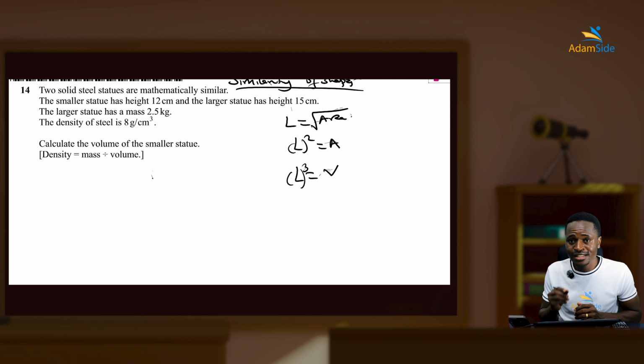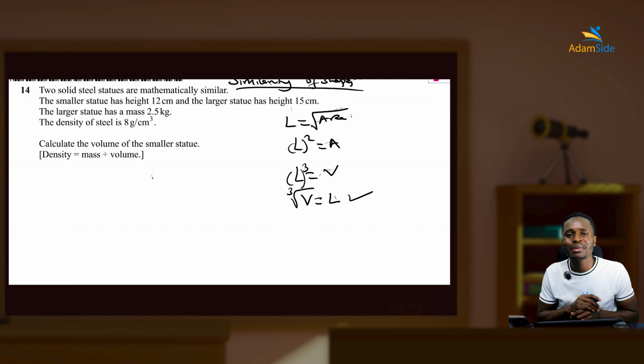So in similarity, this is very important. If by any chance you are given a volume and you want to say volume is equal to length, what are you supposed to do? You can find the cube root of volume to equate to length. This will make sense. Are we together? So, dear candidate, this is what is highly tested, and this is where the examiners trick us for us to fail just a simple question. So what do we understand now in that case? Calculate the volume of the smaller statue.